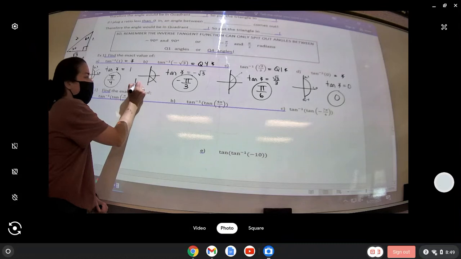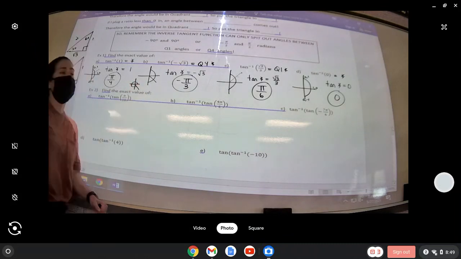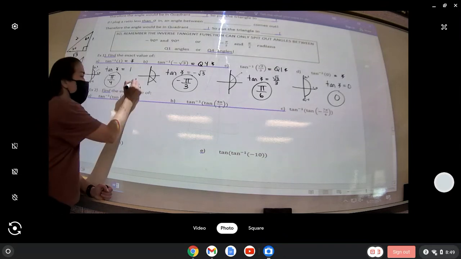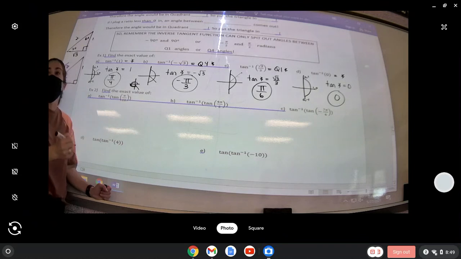Think about how you had to get to 5 pi over 3. You had to start here, and you had to rotate all the way to there. There's 5 pi over 3. None of these angles survived the cut of the tangent's graph.